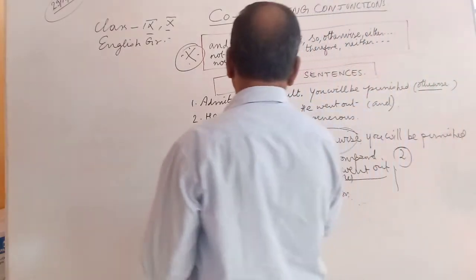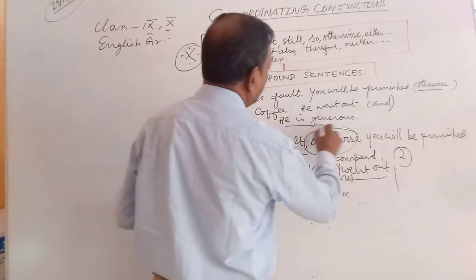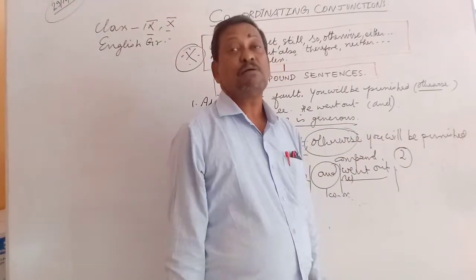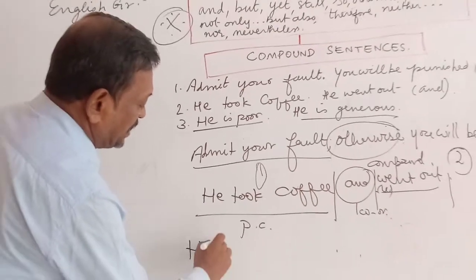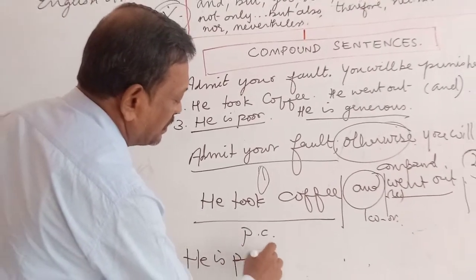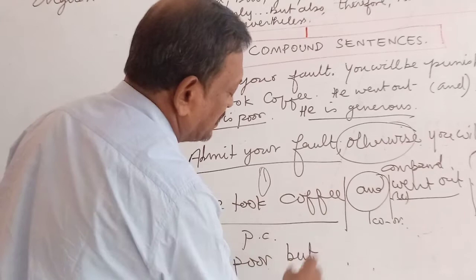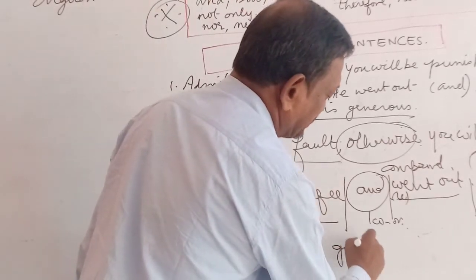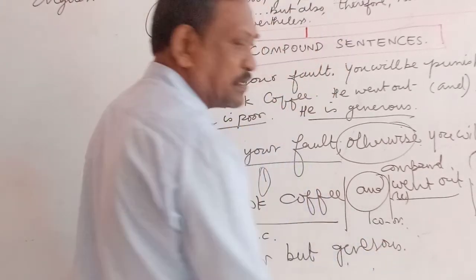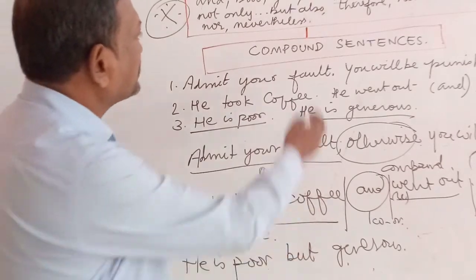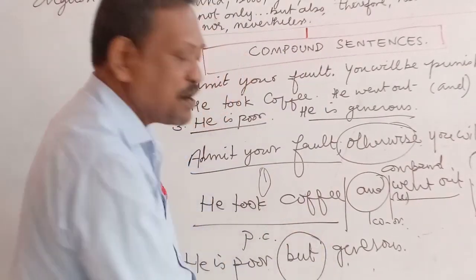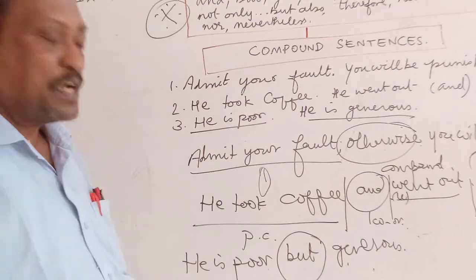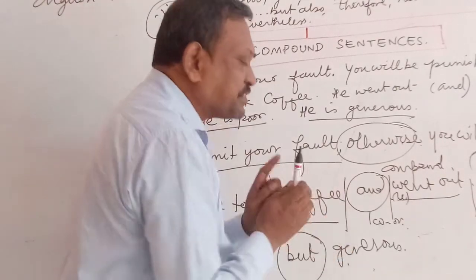Now we look at this. He is poor, he is generous. He is poor, but he is generous. You see, he is poor, but generous. I have taken this "but". "But" is a coordinating conjunction. Now we look, he is poor, but generous.